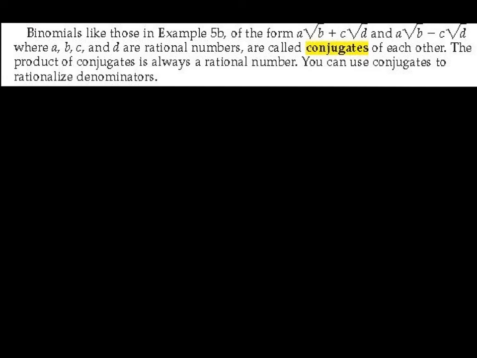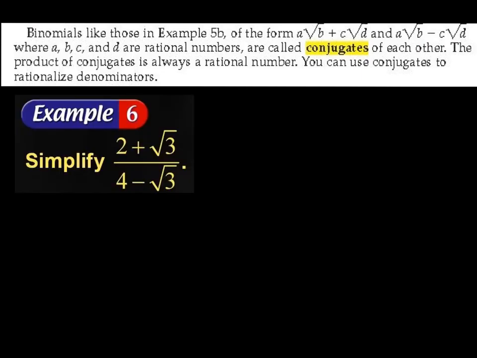Binomials like those in example 5b of the form a square root of b plus c square root of d and a square root of b minus c square root of d, where a, b, c, and d are rational numbers, are called conjugates of each other. The product of conjugates is always a rational number. You can use conjugates to rationalize denominators.